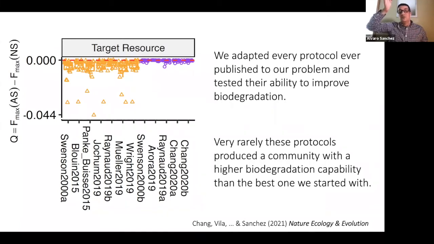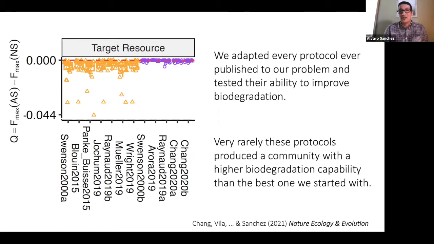Now if you were to propagate those communities without any selection whatsoever, where every community gives rise to another community by simple propagation, that's a no-selection control, versus when you do the actual selection experiment using the protocols that they have proposed. What we show here is that you almost never, or very rarely, do better through the protocols that these people have suggested, including ourselves, by the way. These two are protocols that my lab has used before. So it actually never works. It just doesn't.